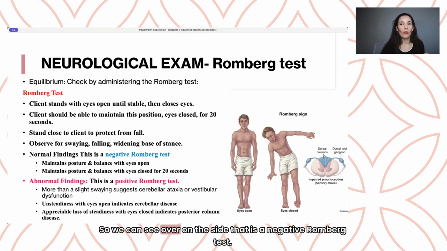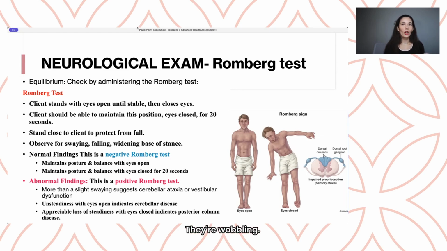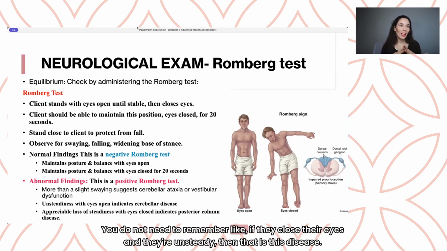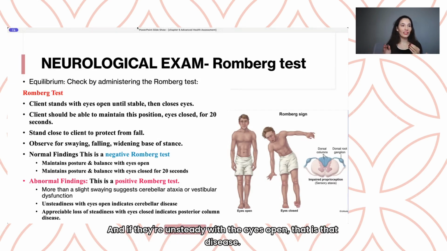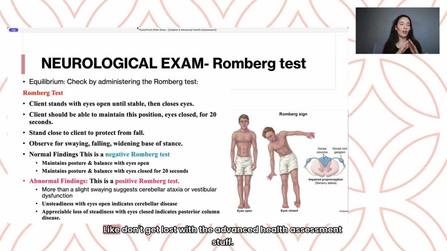So we can see over on the side, that is a positive Romberg test. They're wobbling. You do not need to remember that if they close their eyes and they're unsteady, then that is this disease, and if they're unsteady with the eyes open, that is that disease.